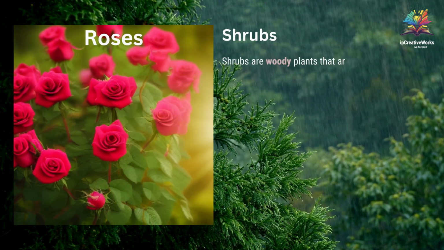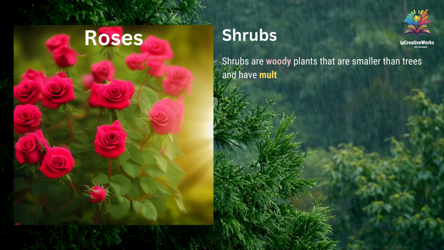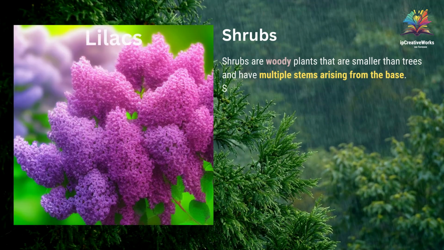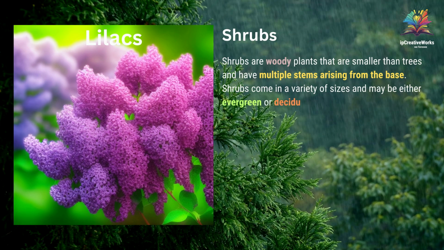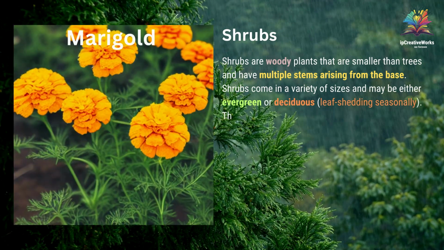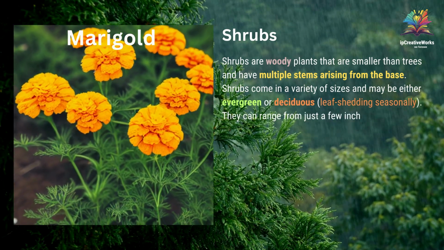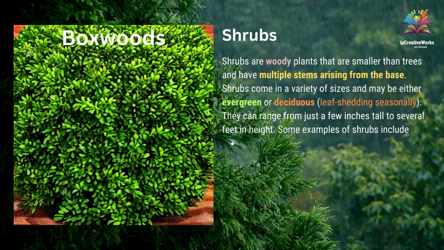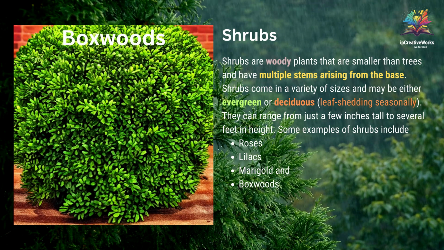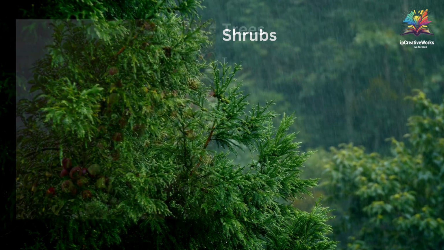Shrubs are woody plants that are smaller than trees and have multiple stems arising from the base. Shrubs come in a variety of sizes and may be either evergreen or deciduous, shedding leaves seasonally. They can range from just a few inches tall to several feet in height. Some examples of shrubs include roses, lilacs, marigold and boxwoods.